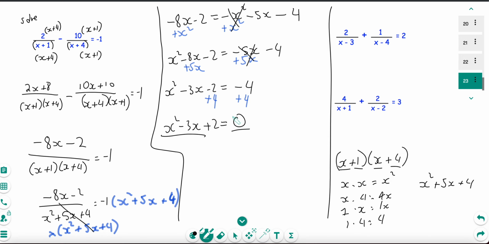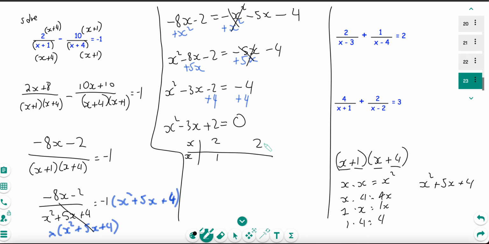The other side is equal to 0. You can't solve a quadratic by rearranging. You must factorize using the column method. So we should know this by now. If you see a quadratic and you want to solve it, the other side must be 0, and you must factorize it using the column method. So think of two numbers that make x squared. Well, x times x. Think of two numbers that make 2. 2 times 1.